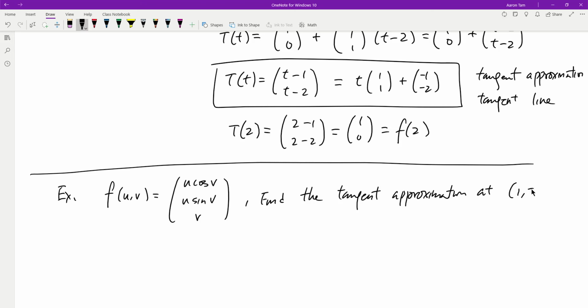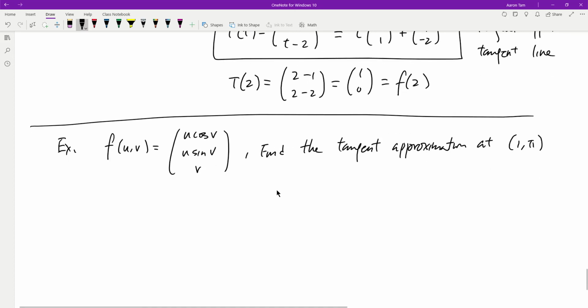At, let's say, (1, pi). So how do we go about doing this? The same way. I'm going to first define that f, in this case, must be from R2 to R3, because it takes two variables, u and v, to define, and they pop out 3 different coordinate functions, so therefore it has to be in R3.